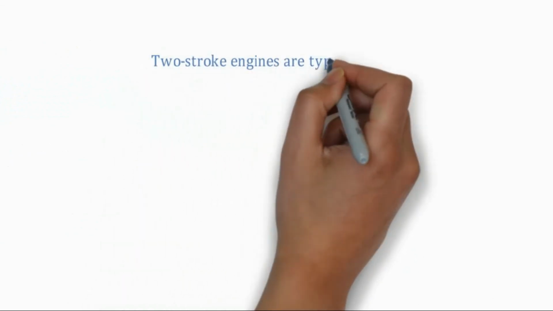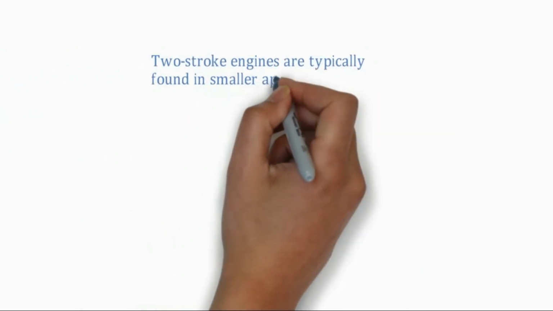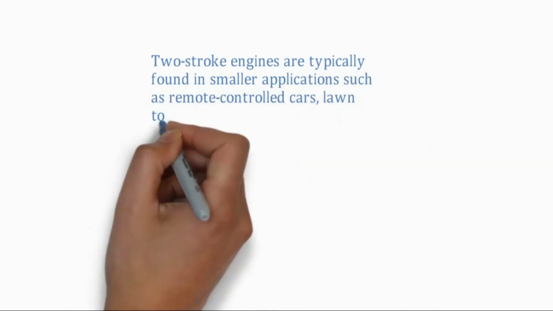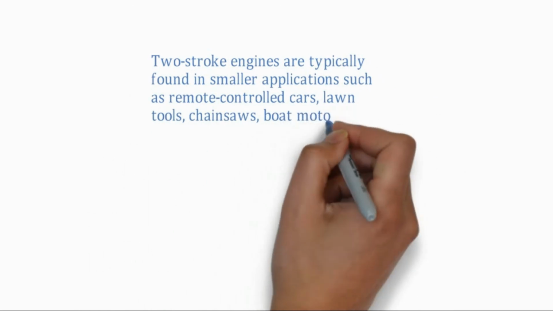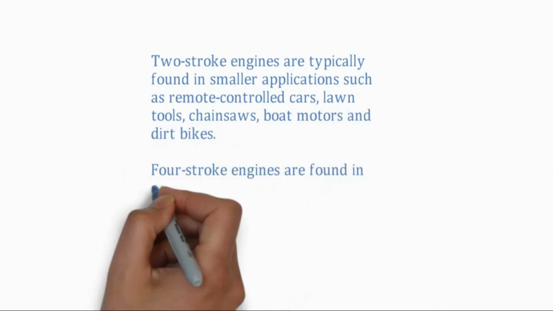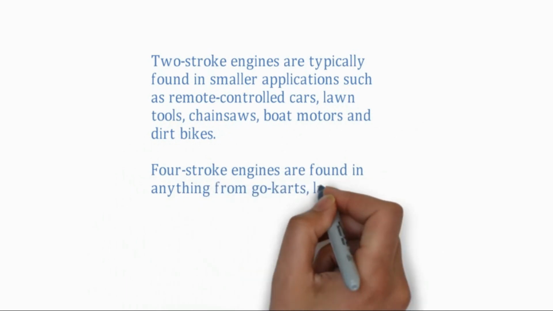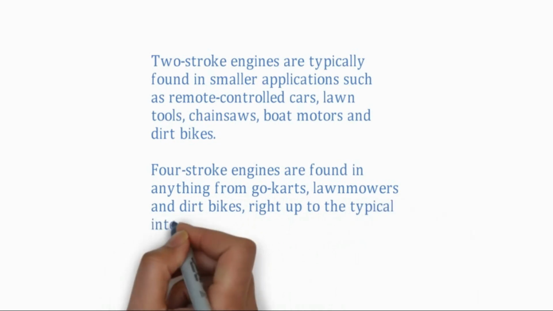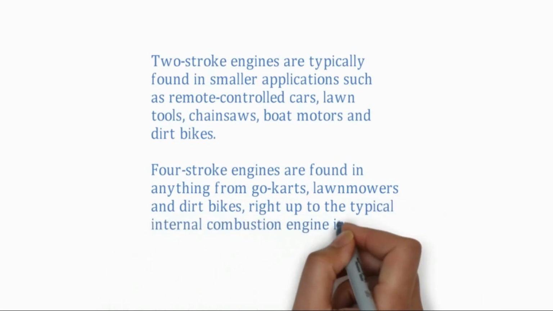Two-stroke engines are typically found in smaller applications such as remote-controlled cars, lawn tools, chainsaws, boat motors and dirt bikes. Four-stroke engines are found in anything from go-karts, lawn mowers, and dirt bikes, right up to the typical internal combustion engine in your vehicle. It's up to you to decide which engine you prefer, and for what purpose.